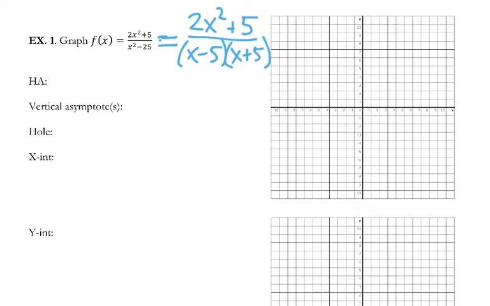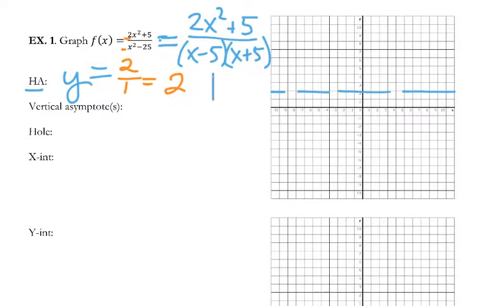Alright, now we can start thinking about the different parts. Horizontal asymptote. Need to look at the degree in the numerator and denominator. It's balanced, it's degree 2 for both, so I have to look at the numbers in front of the variable. So I have 2 and an invisible 1. So this is 2 over 1, or just y equals 2. So let's put that horizontal asymptote in there. And y equals 2.